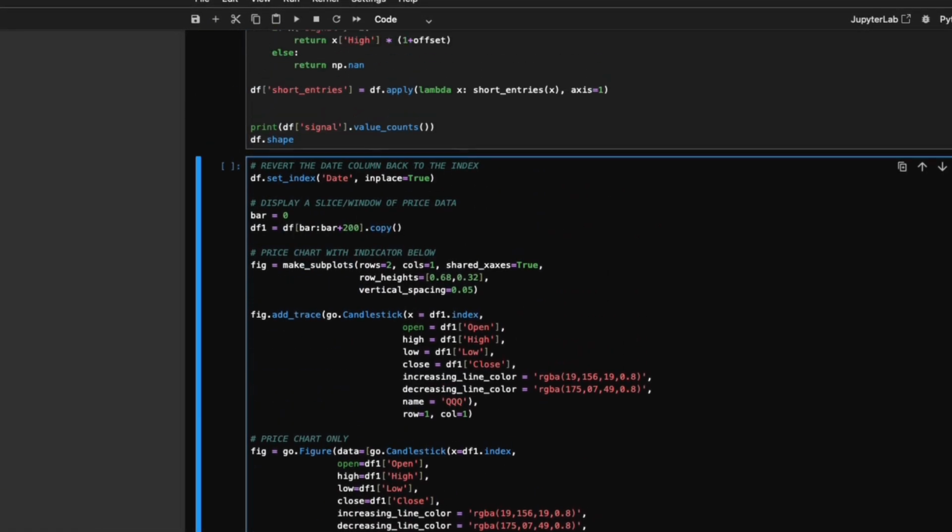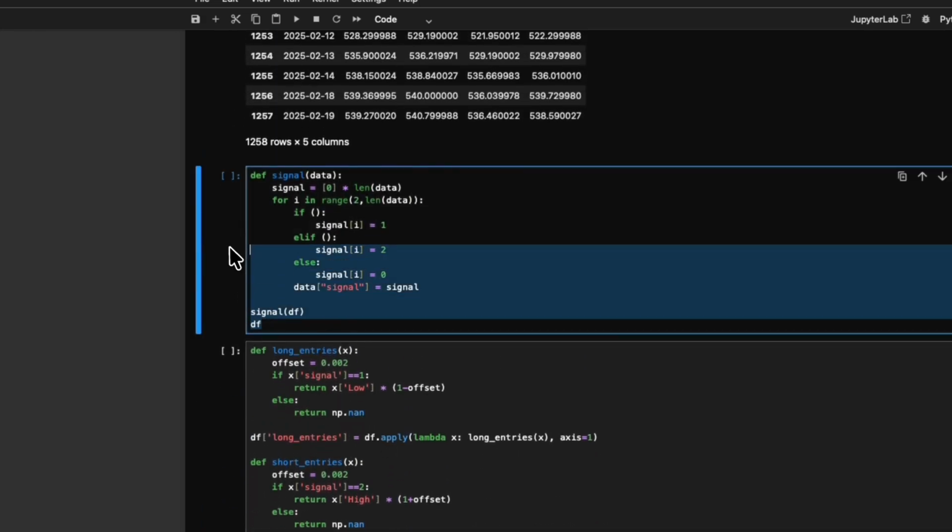So let us go back into our template, and then what we're going to do is pull in the functions that allow us to do that.